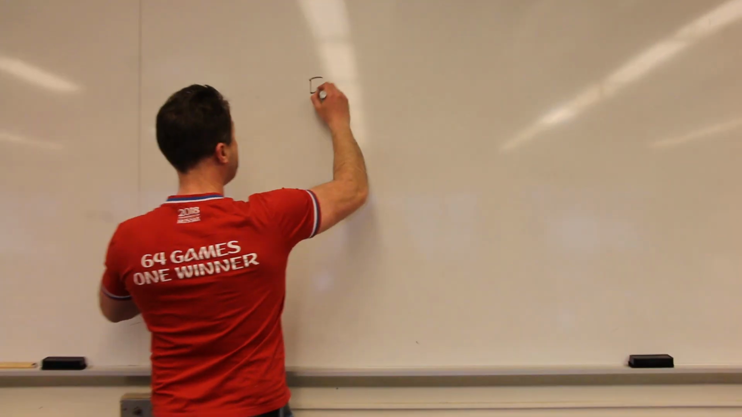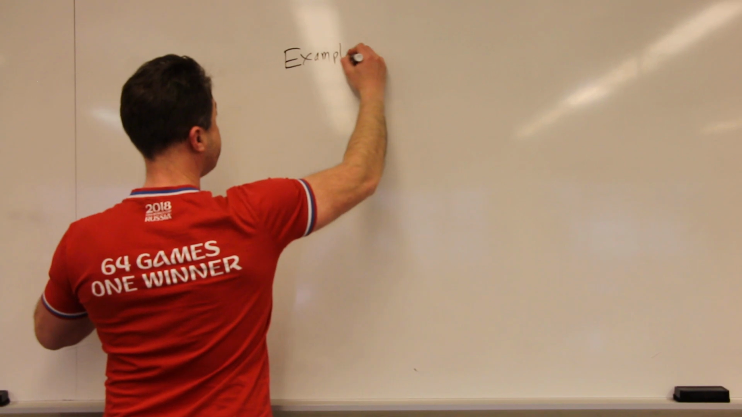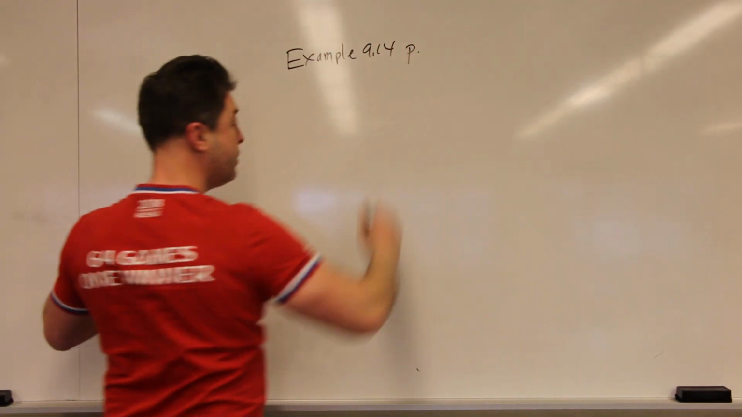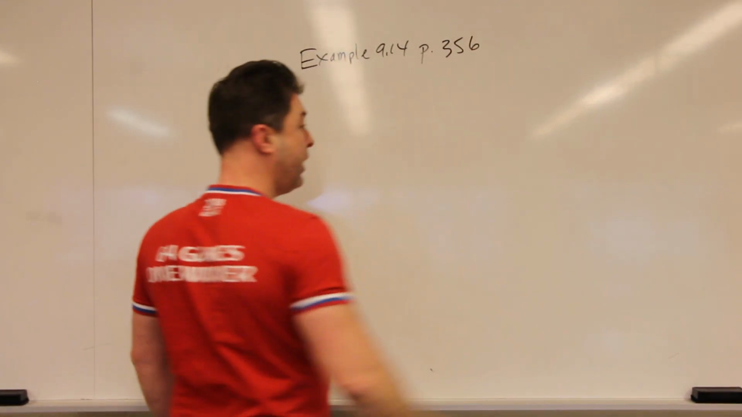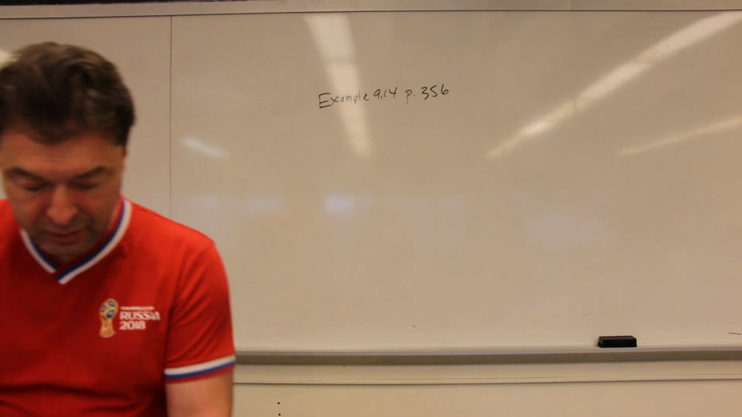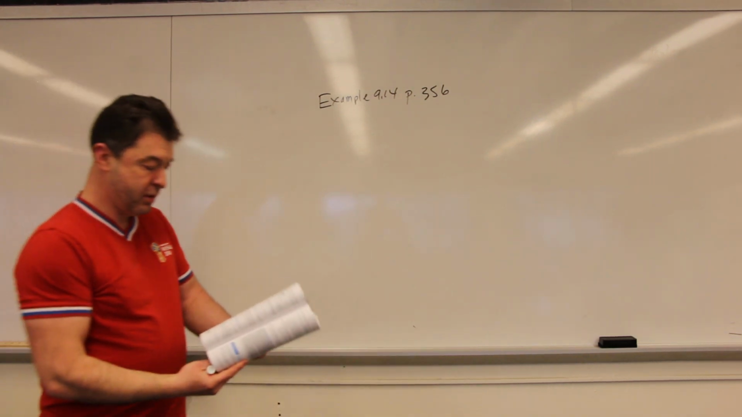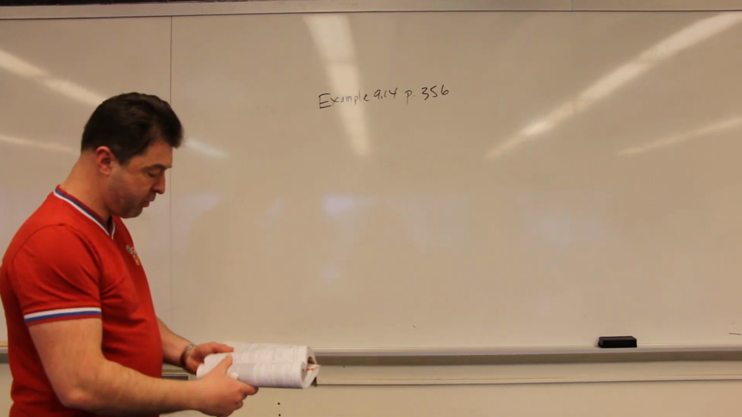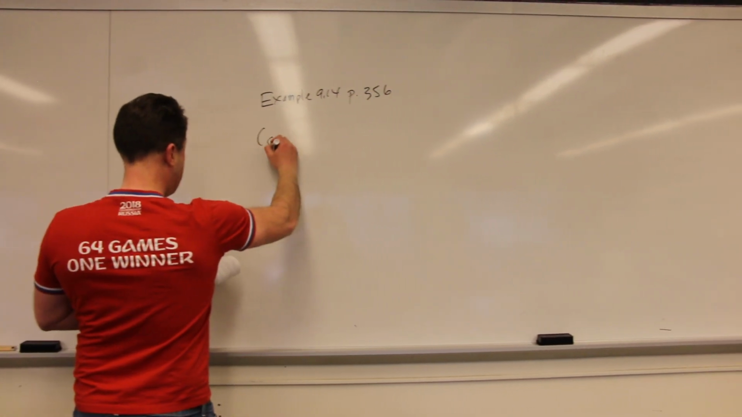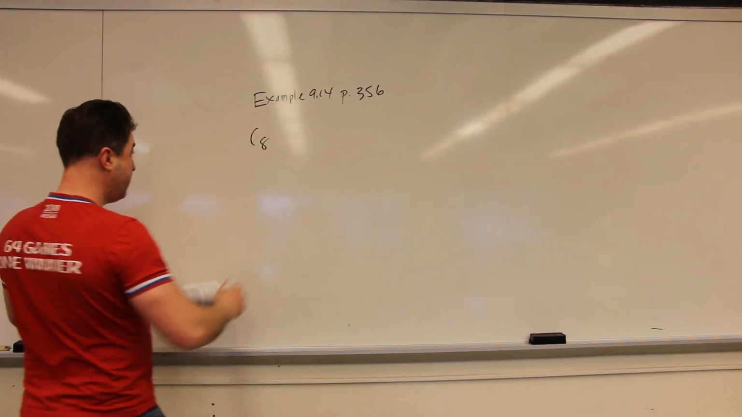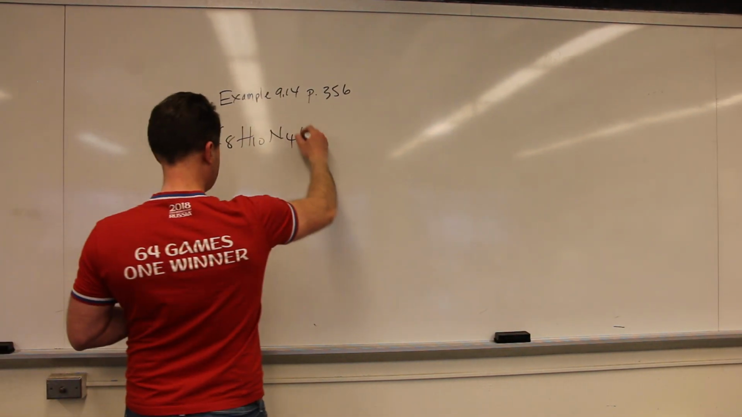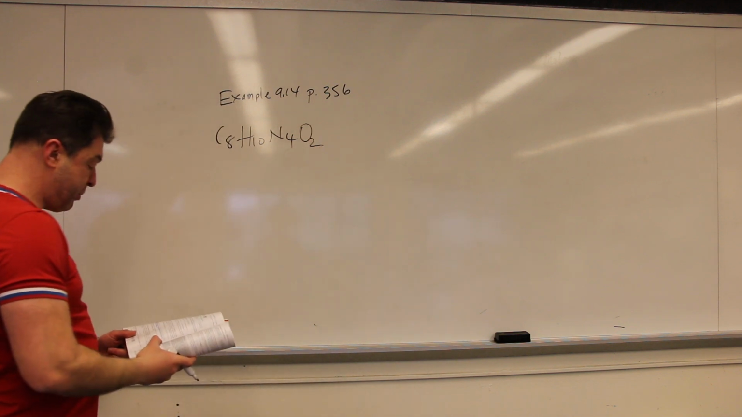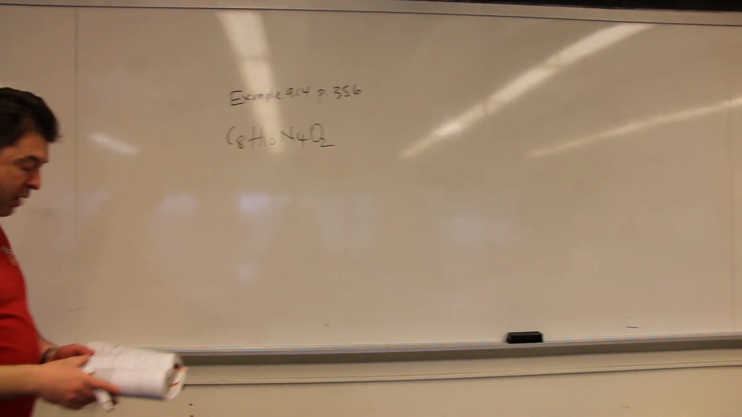But let me do one more example, 9.14, on page 356. All right, here's what's given. Caffeine, the stimulant in coffee, has the following formula: C8H10N4O2. And the question is how many grams of nitrogen are present in a 50 gram sample of caffeine.